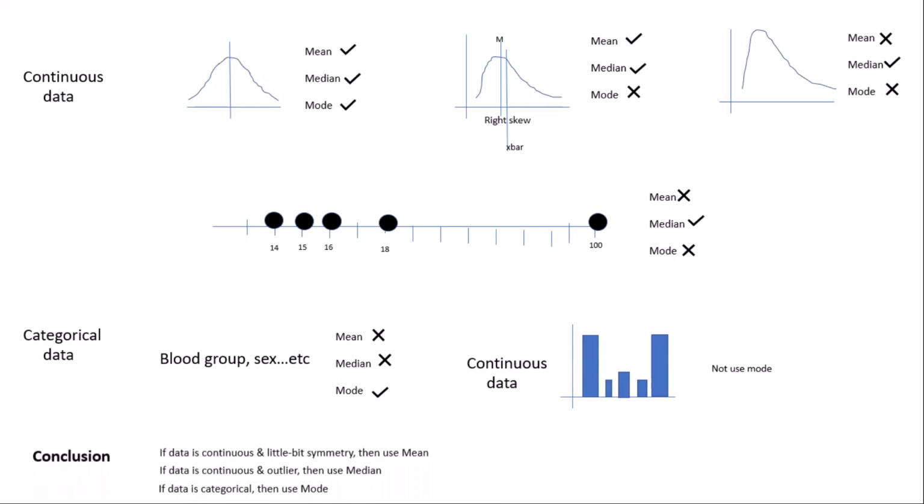To conclude, if data is continuous and a little bit symmetric, then use mean. If data is continuous or discrete or it has outliers, then use median. If you remove the outlier, you can use mean also. Okay. So if lots of categorical data is present in your data set, then use mode.